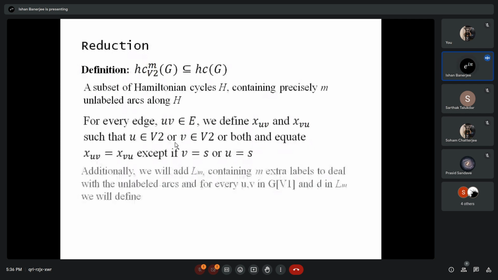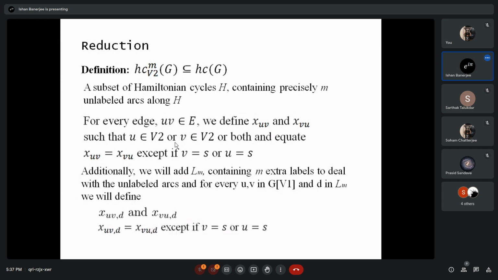And additionally, we'll be introducing another label set, which deals with the unlabeled arcs. Like we have seen that there are certain unlabeled arcs which are not labeled by V2. So to deal with them, we will define another label set, that is L_M, which contains M extra labels to deal with the unlabeled arcs. And for every U, V in G[V1] and every D in L_M, we will define these two variables, which again follow this condition, that is X_{V,D} will be equal to X_{VU,D}. And further, we will define this function f of u, v, x in this particular way.